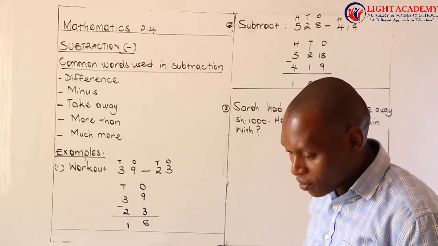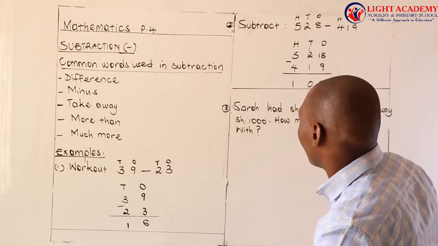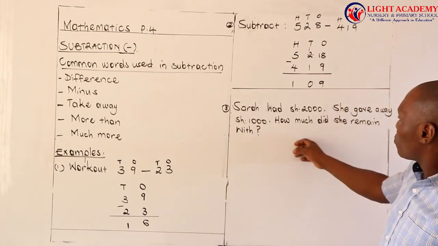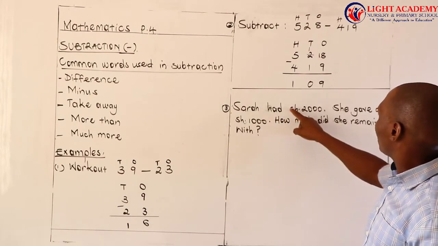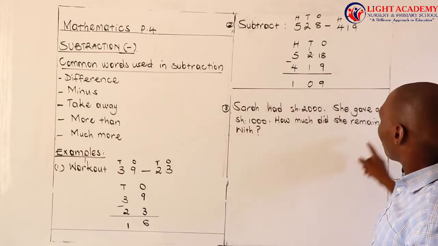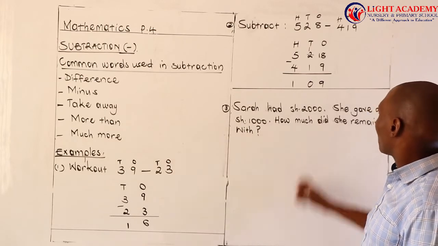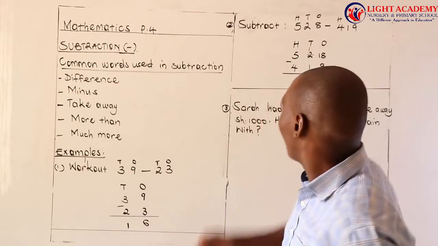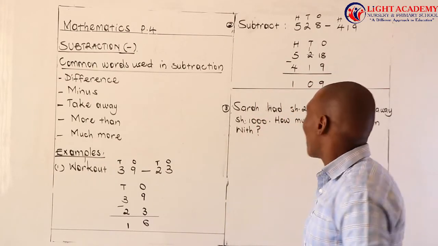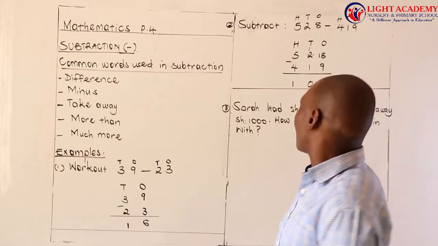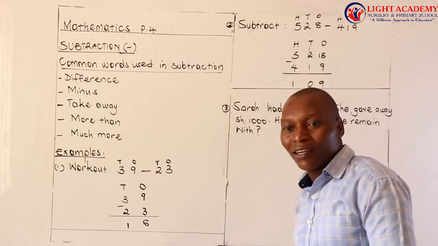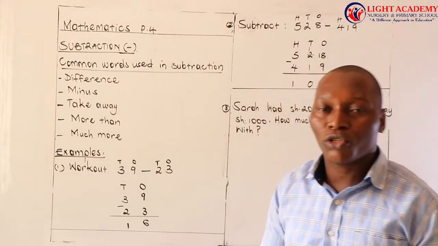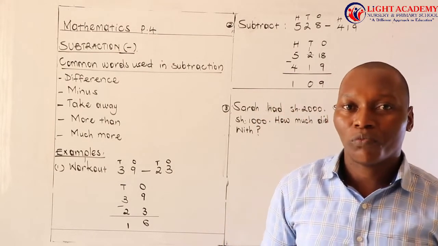So this is yet another question. It is in form of words, but when you read it critically, you'll be able to see that what is needed in the question is subtraction. The question says, Sarah had 2,000 shillings. She gave away 1,000 shillings. How much did she remain with? In other words, they are telling us to get a difference between what Sarah had before and what she gave away. So at the start, she had 2,000 shillings. She gave away part of it. So to get what was left or she remained with, the concept is basically subtraction.